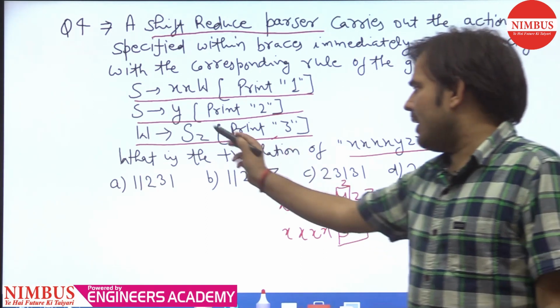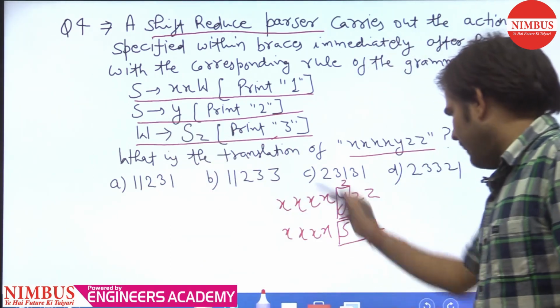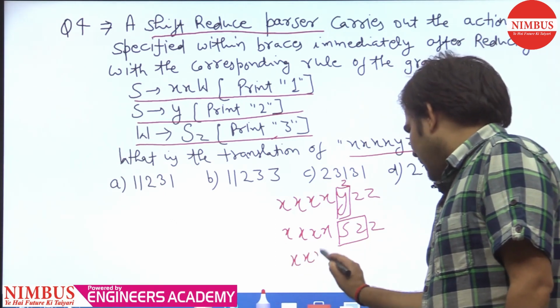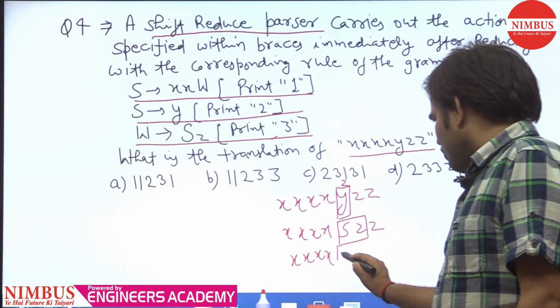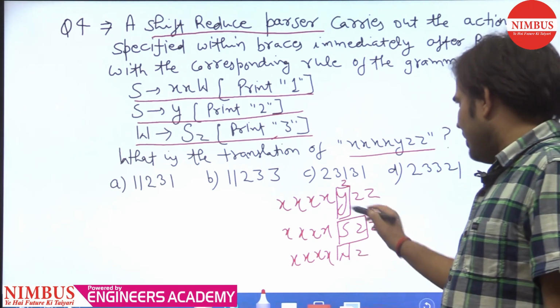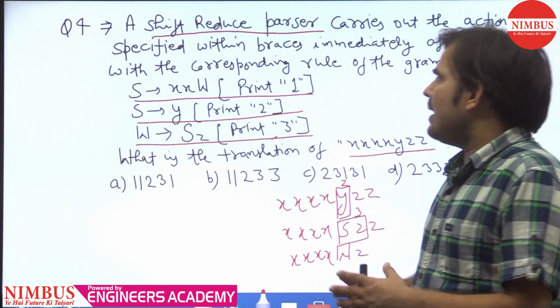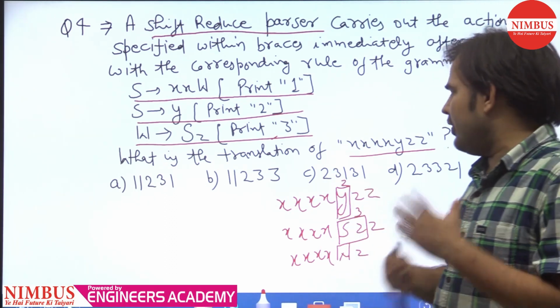We need to print 3, and we can handle this sz, meaning we can reduce this sz by w. So here x, x, x, x, and here we can put w, and z is there. And we can print 3 here.